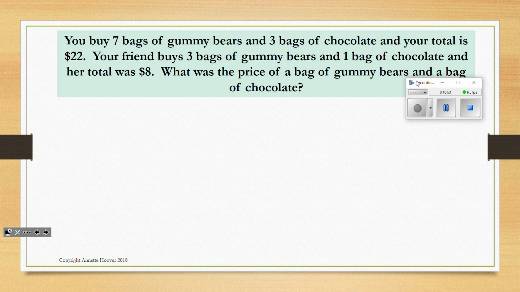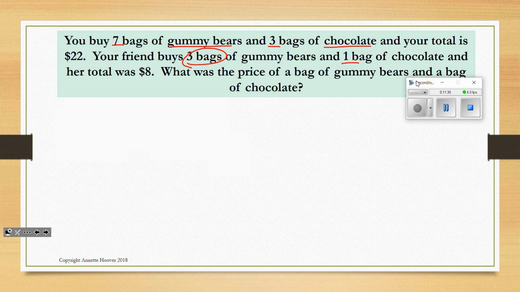So we have an equation for you, and we have an equation for your friend. 7 bags of gummy bears, 3 bags of chocolate. Now, if I were to do this, I would probably use 7g and 3b for a total of $22. You could use X and Y again, but sometimes it makes it more understandable if you're using a variable that represents what you're doing. Your friend buys 3 bags of gummy bears, so that's 3g, and 1 bag of chocolate, and she spent $8. So there are your 2 equations.